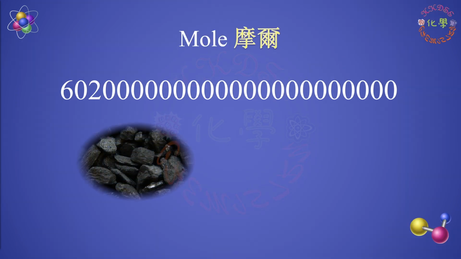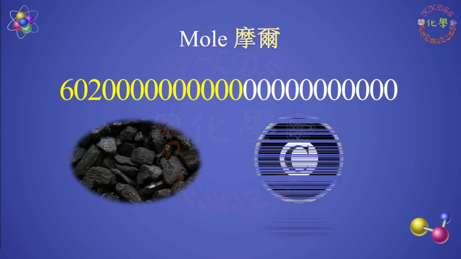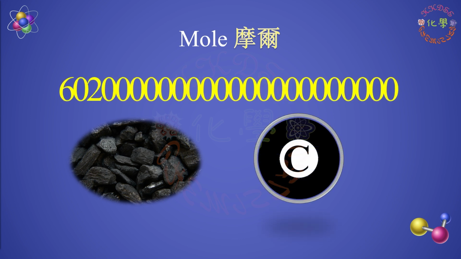So if we had a little pile of carbon, and we were told that it contained exactly 1 mole of carbon, then there must be 6.02 times 10 to the 23 atoms of carbon in that pile.